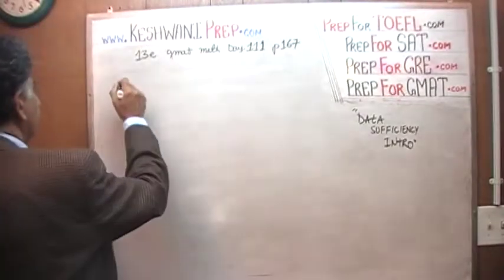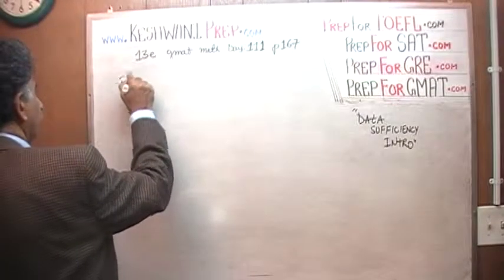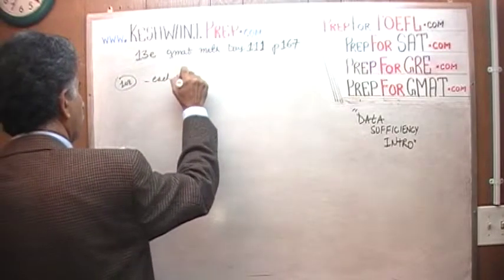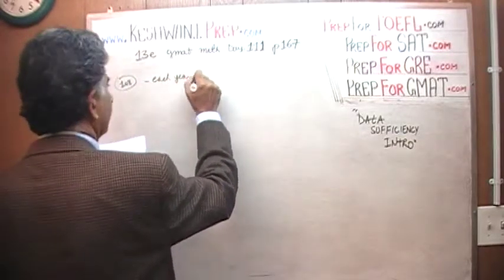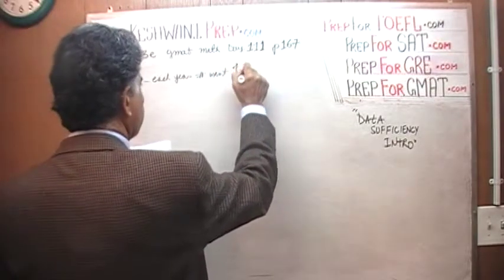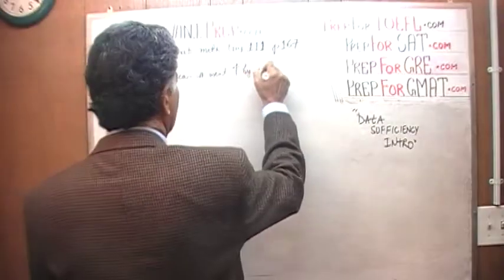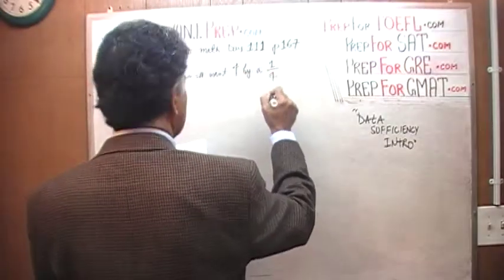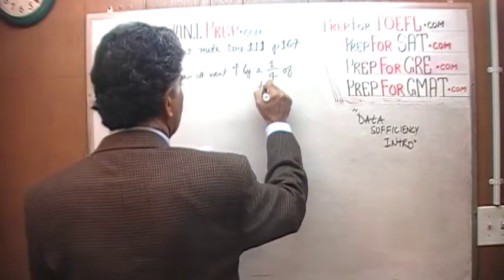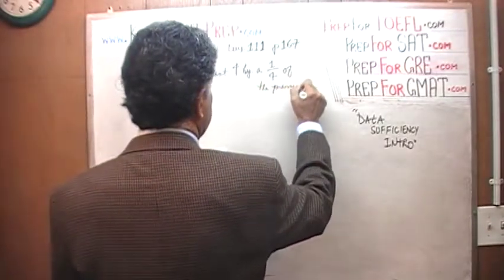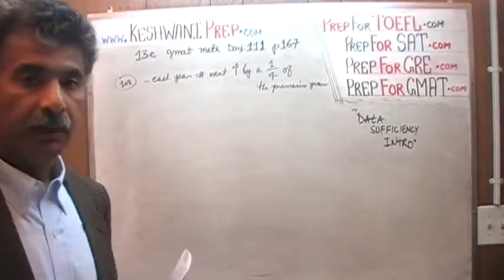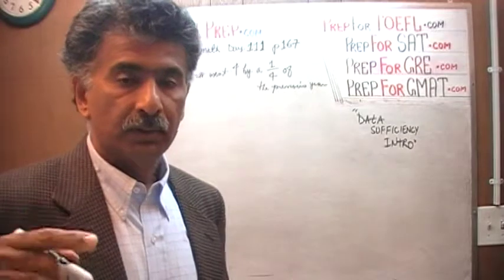108, it says each year the number went up by a quarter of the previous year. So whatever the number was, we are told that each year it has gone up by a quarter of the previous number.